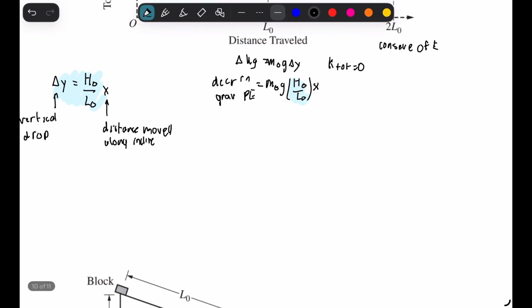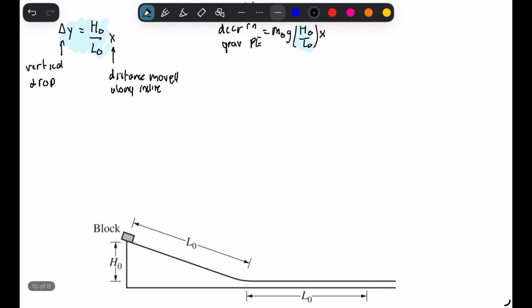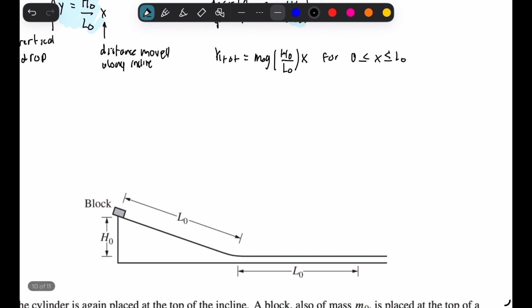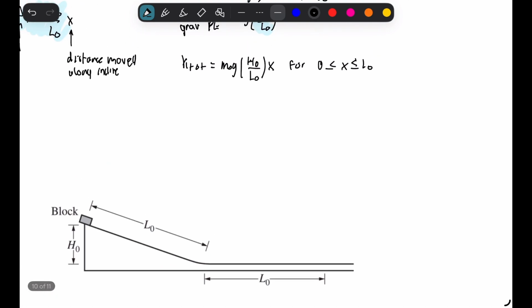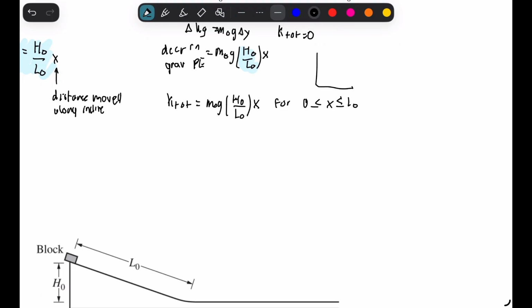Now, what can we do next? Well, we know we have conservation of energy again because of our rolling without slipping. So our K total would equal the same thing, m initial, g, h initial over L initial times x, for 0 is less than or equal to x, less than or equal to L initial. So that's for our distances.